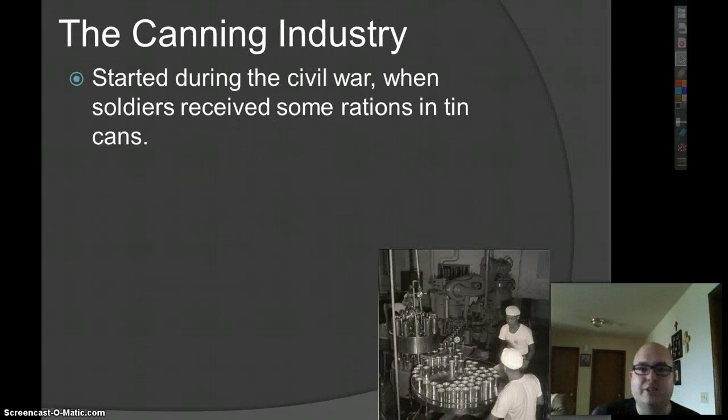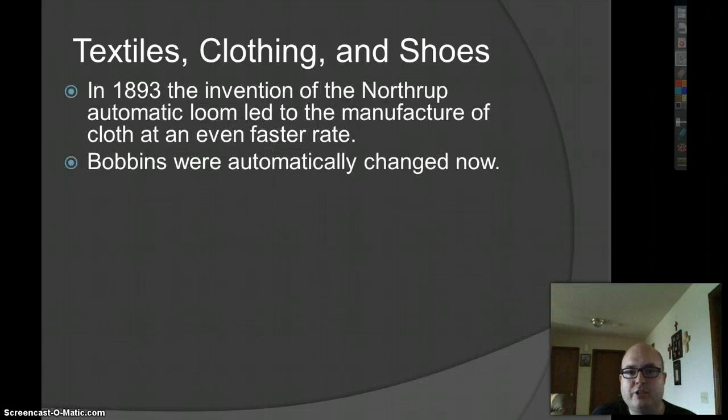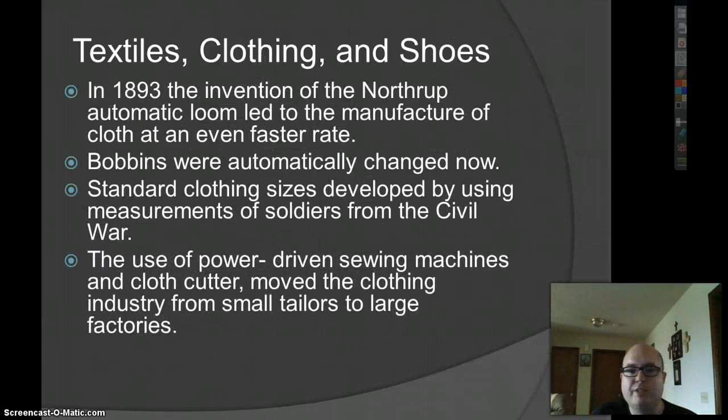All right, canning industry, canned foods are going to become very popular. Clothing industry, new ways to make clothing faster and more efficient. And Northrop automatic loom, the bobbins. We're going to standardize clothing by measuring soldiers in the Civil War.